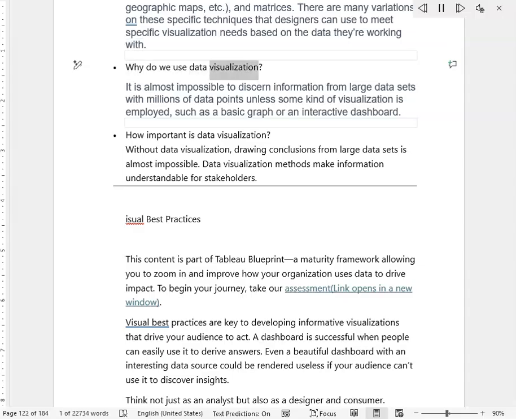Why do we use data visualization? It is almost impossible to discern information from large data sets with millions of data points unless some kind of visualization is employed, such as a basic graph or an interactive dashboard. How important is data visualization? Without data visualization, drawing conclusions from large data sets is almost impossible. Data visualization methods make information understandable for stakeholders.